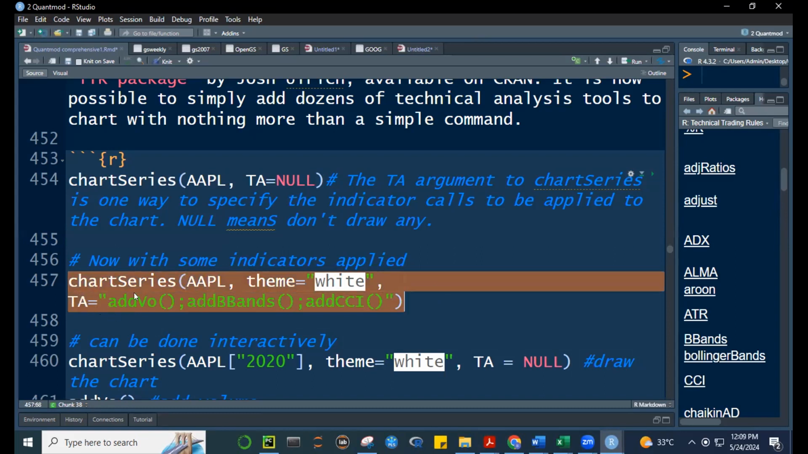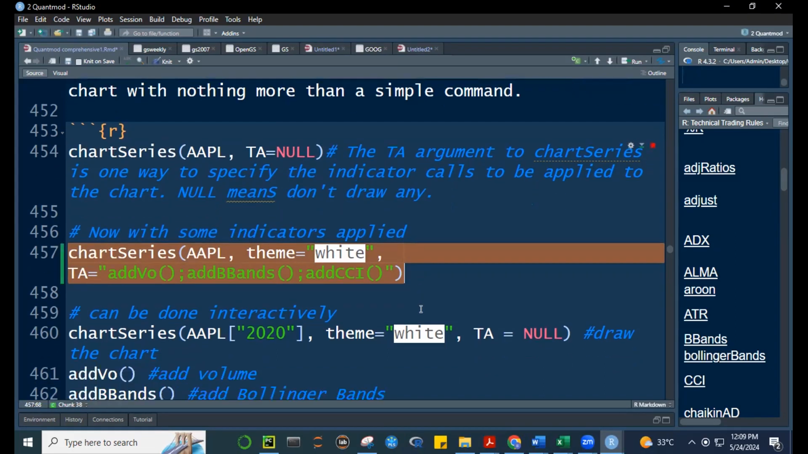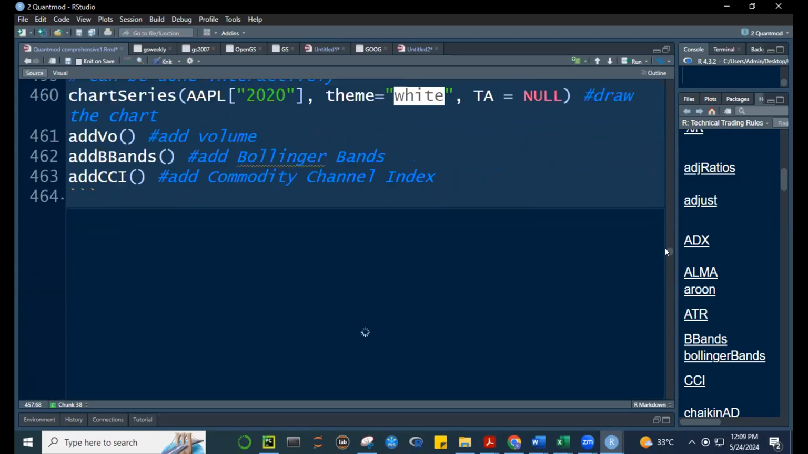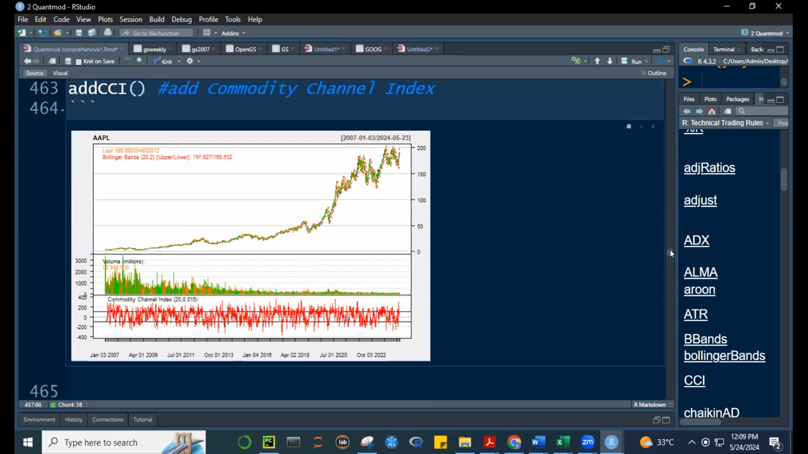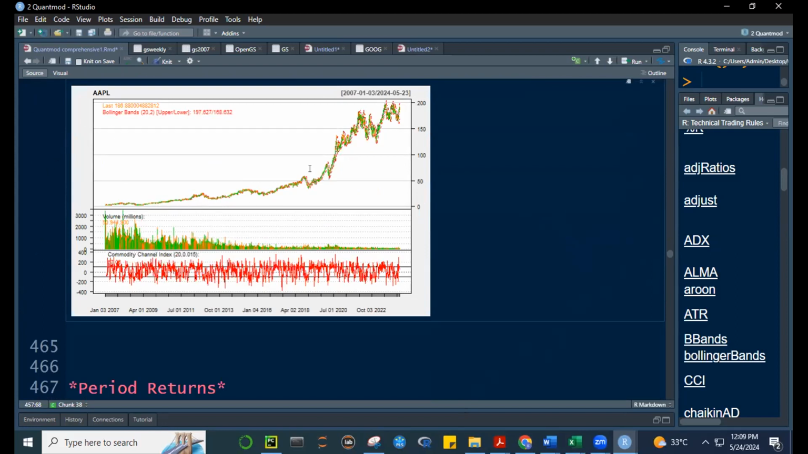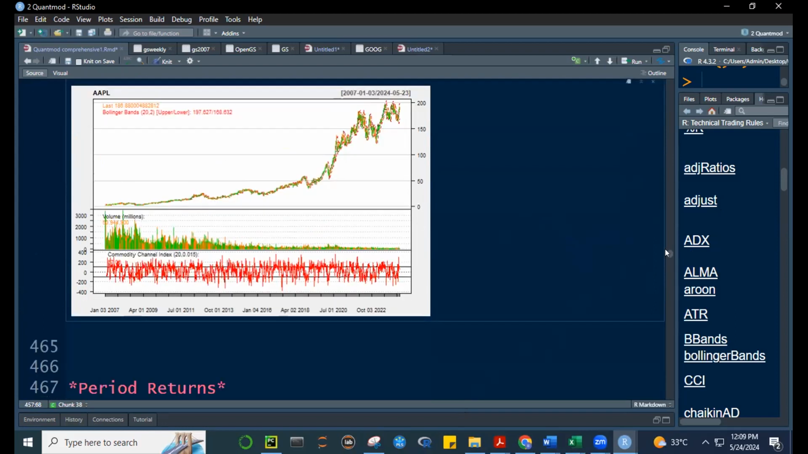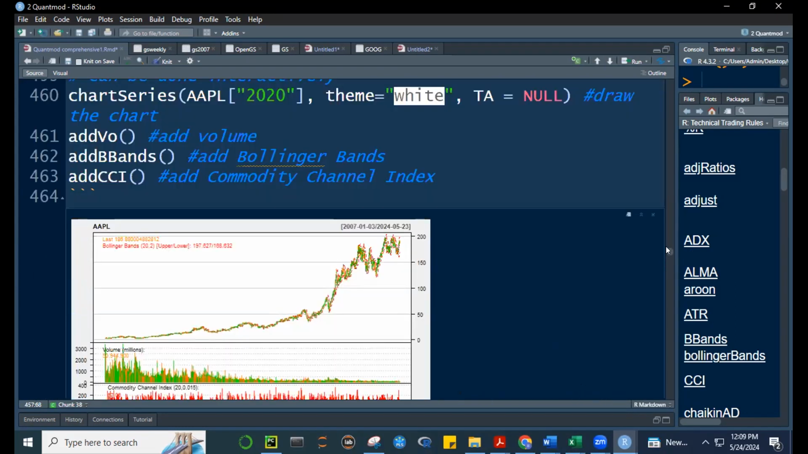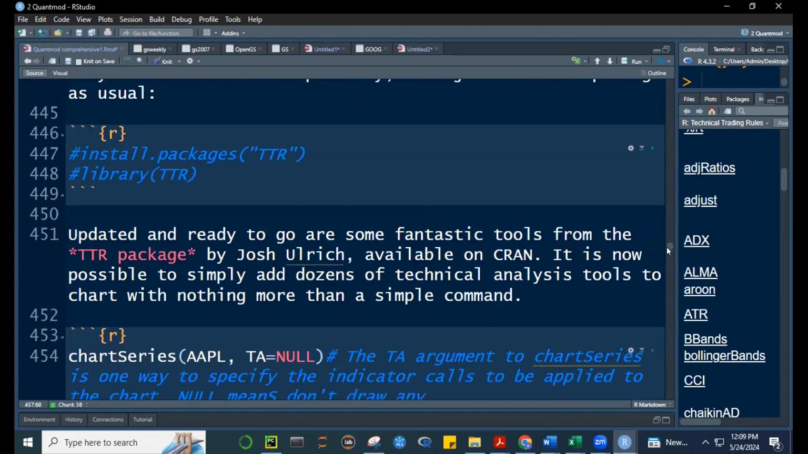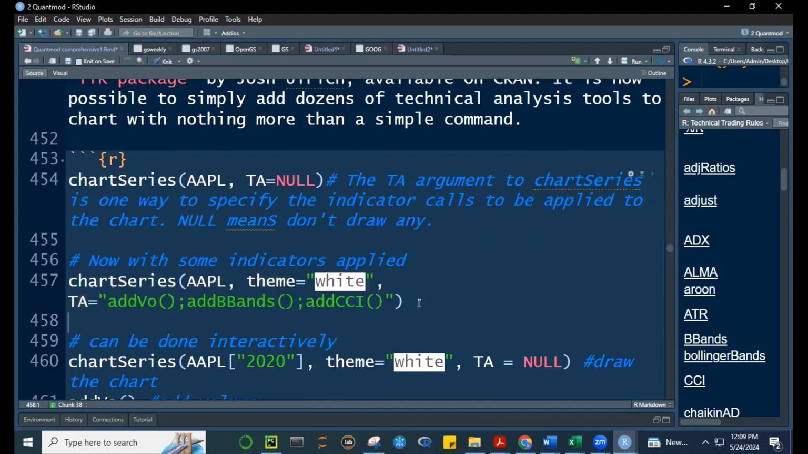So we insert TA is equal to addVolume, addBBands, and addCCI. What do you now have? Let's plot it. We now have our candlestick, then the red line here, class, is your Bollinger Bands, then this is your volume, and then this is your CCI. So Quantmod automatically included those indicators because we added them. Sorry, they are actually part of chartSeries. Okay, sorry about that. So, comma, and then TA is equal to.